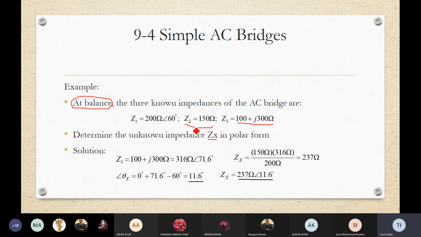And in this, you can find that there is no angle attached with Z2, so therefore it is a purely resistive impedance. And Z1 is with a positive phase angle, so we can say this is an inductive impedance. And then we have Z3 also with positive j, so this is also an inductive impedance in this case.